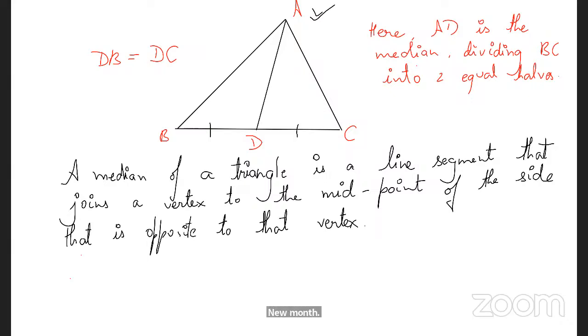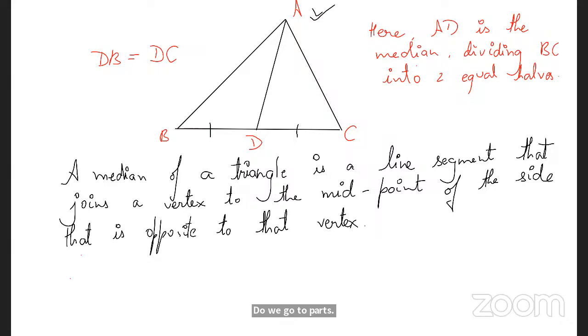Ma'am, does a median always divide a triangle into two equal parts? A median divides the triangle into two equal parts. Ma'am, I think it only divides BC, not the full triangle. It will divide the side opposite to the vertex into two equal parts.